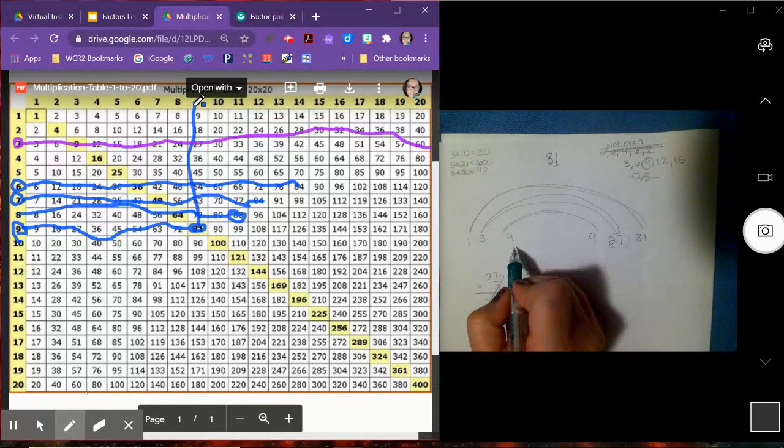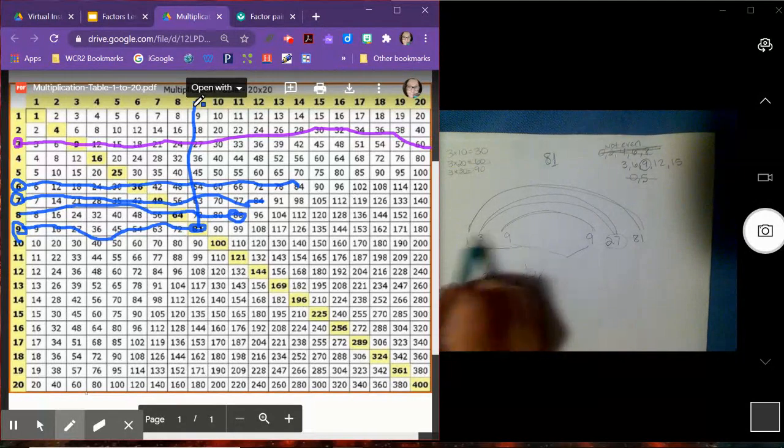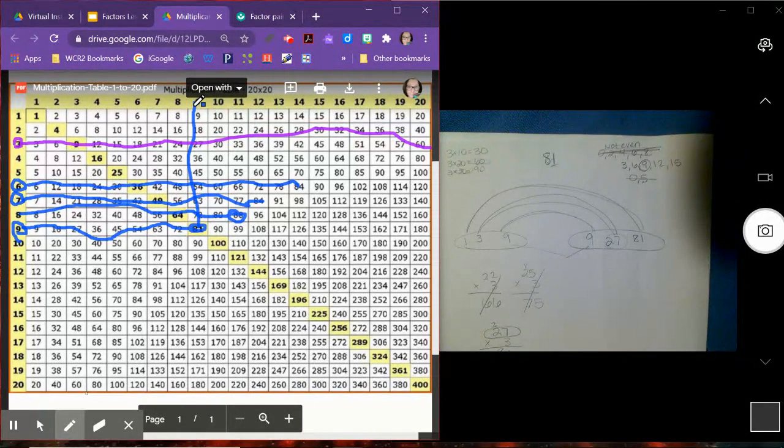There can't be any more factors because once you repeat yourself, you're done with your factor rainbow and you close your little clouds off there.